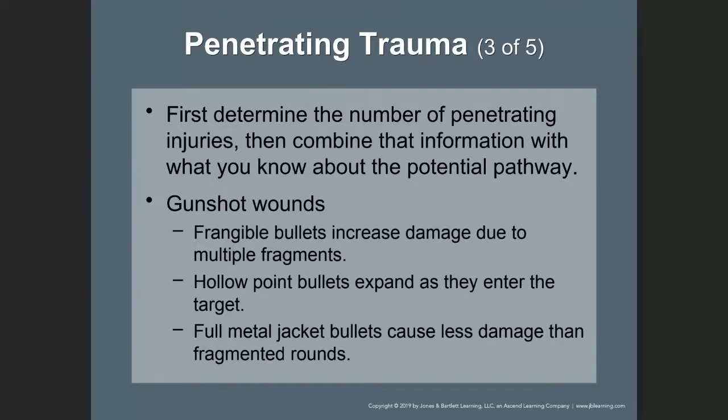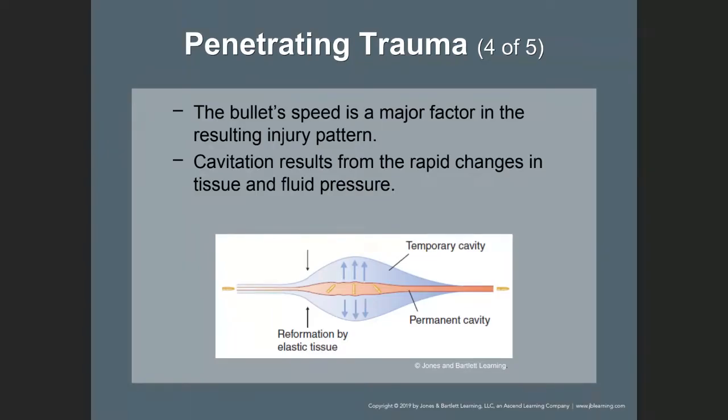With gunshot wounds, fragmenting bullets increase damage due to multiple fragments. Hollow point bullets expand as they enter the target. Full metal jacket bullets cause less damage than fragmented rounds. The bullet speed is a major factor in resulting injury. So the speed of the bullet has greater influence on the force and therefore the significance of the injury.